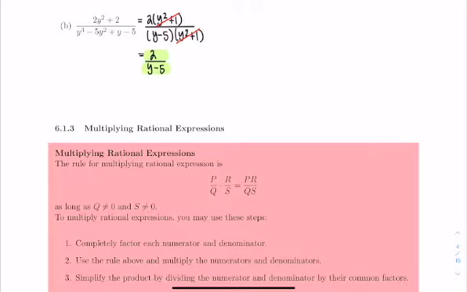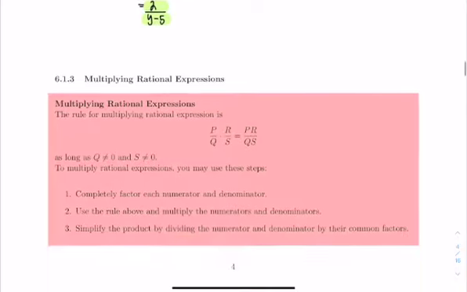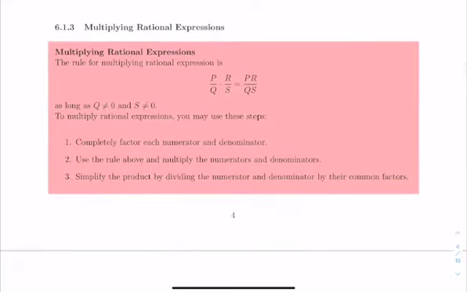When we talk about multiplying rational expressions, this works the same way as fractions does. So if I have p over q times r over s, this just becomes pr over qs, as long as q and s are not equal to 0. To multiply rational expressions, we can completely factor the numerator and denominator, use the rule above and multiply the numerator and denominator, and then simplify by crossing out anything that looks the same or dividing the numerator and denominator by their common factors.